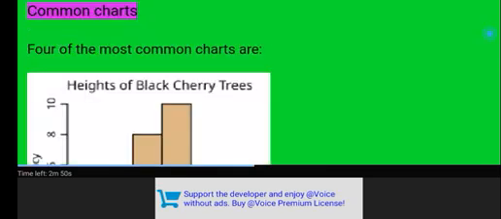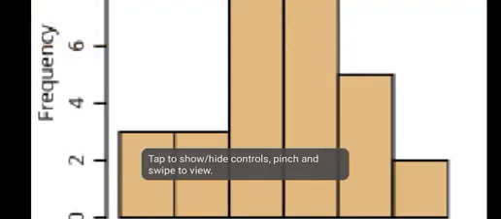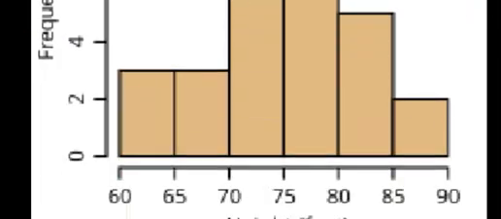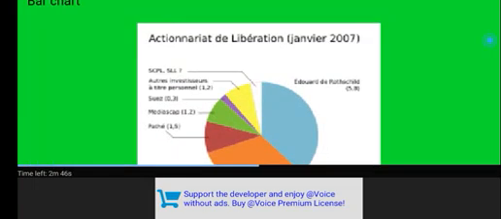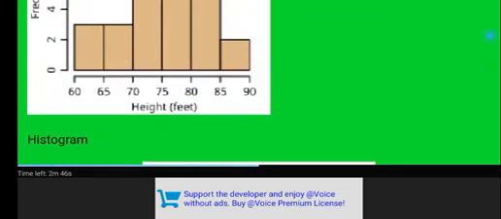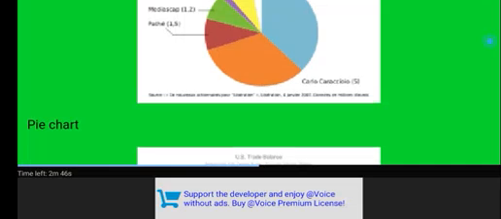Types. Common charts. Four of the most common charts are the histogram, bar chart, pie chart, and line chart. This gallery shows them. A histogram consists of tabular frequencies, shown as adjacent rectangles, erected over discrete intervals (bins), with an area equal to the frequency of the observations in the interval, first introduced by Karl Pearson.